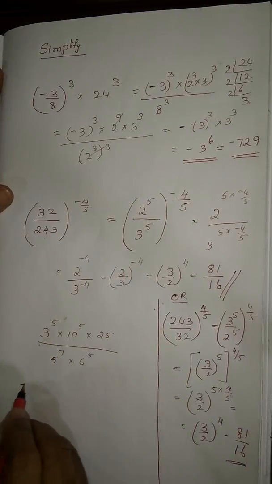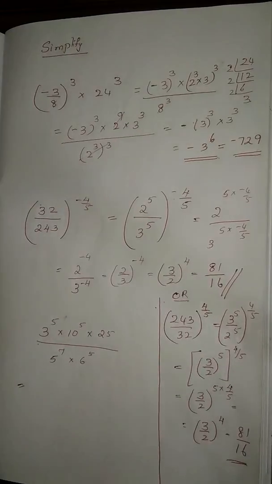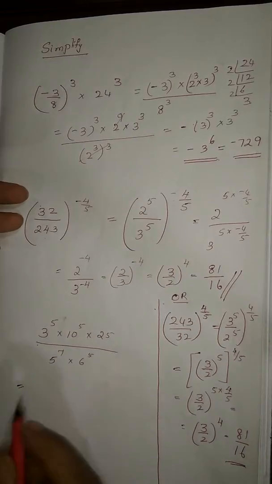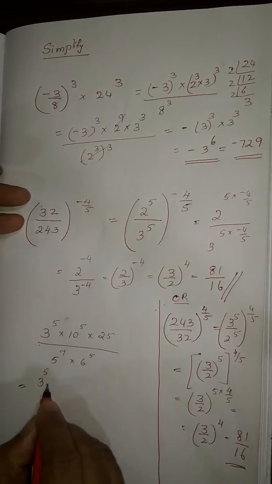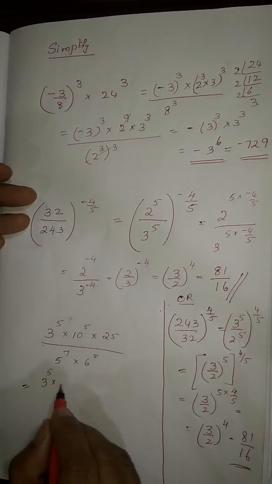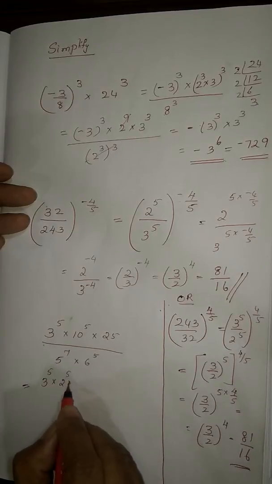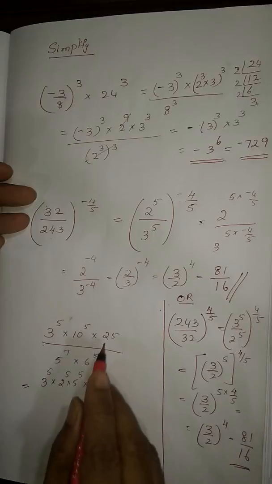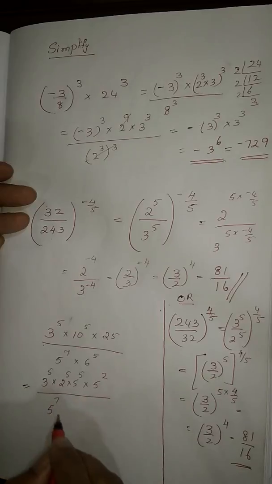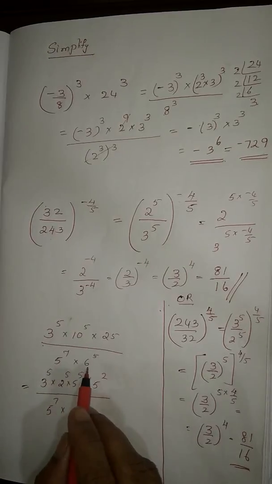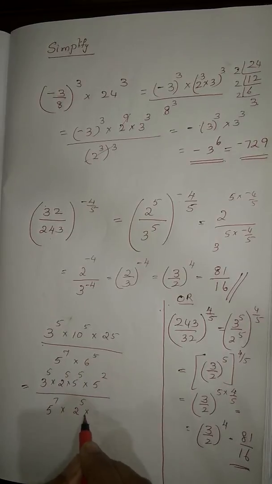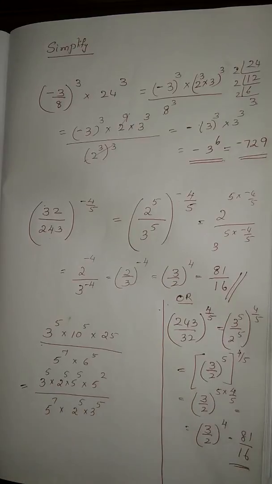Now coming to this problem. Again we will write all the numbers into prime factors so that it will be much easier for us to simplify. So 3 to the power of 5 into 10 to the power of 5, I will write it as 2 to the power of 5 into 5 to the power of 5, into 25, I will write it as 5 squared, by 5 to the power of 7 into 6, I will write it as 2 into 3 the whole to the power of 5. So that I will write it as 2 to the power of 5 into 3 to the power of 5.